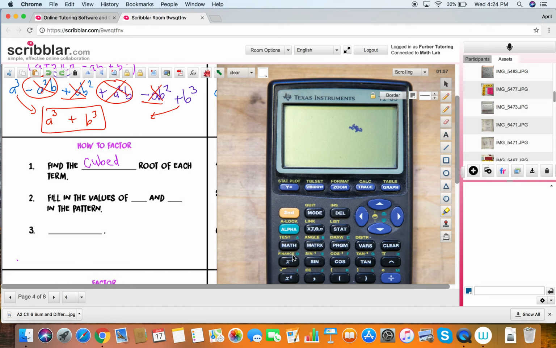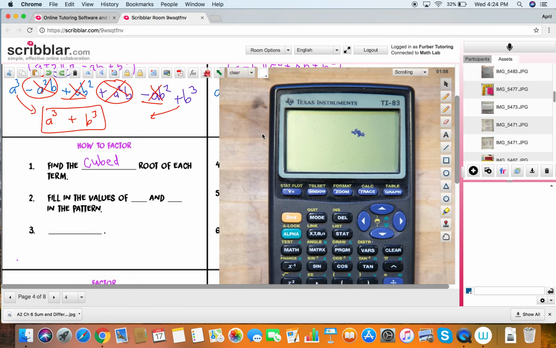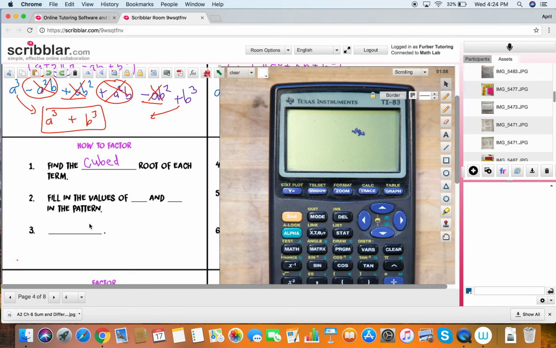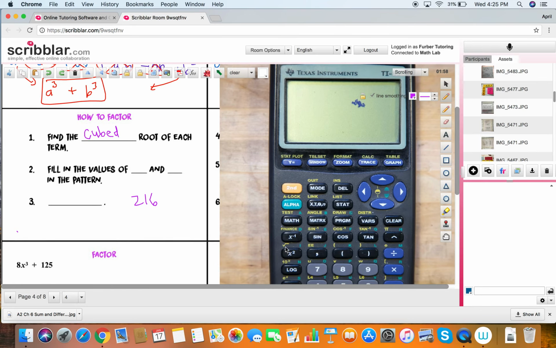So let's say for example that you know that what they have presented you with is a cube, okay? Let's do 216, okay? 216 is a cube. You may not know that. Now you probably are aware of the fact that this button right here means the square root, and it's the second function of the x squared button. So if you were just trying to find the square root of a number, you would push second and this button. But this is not a square, this is a cubed root.